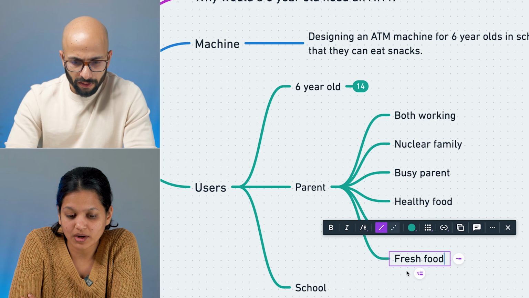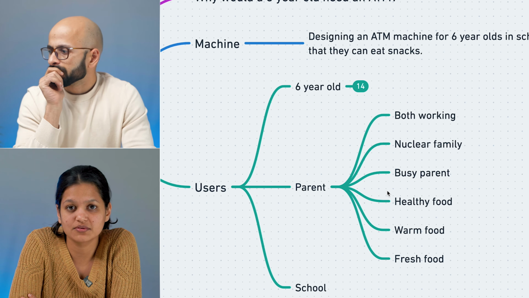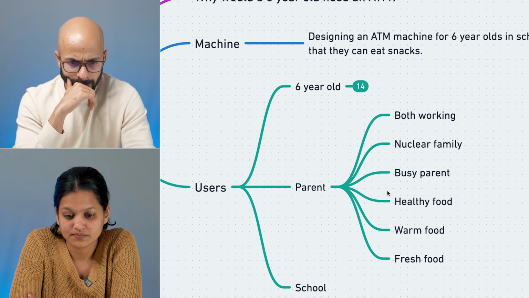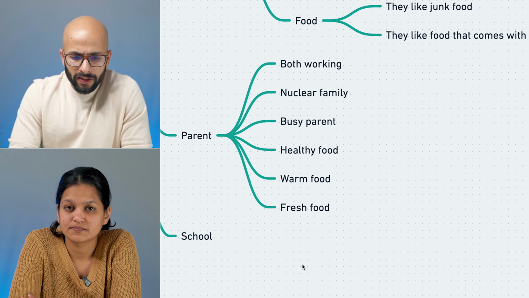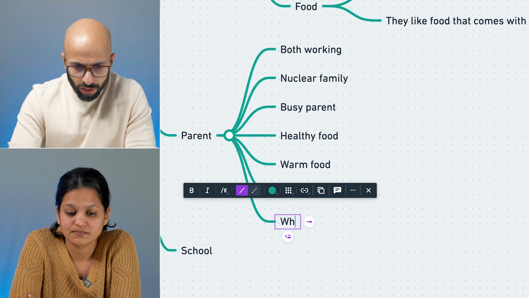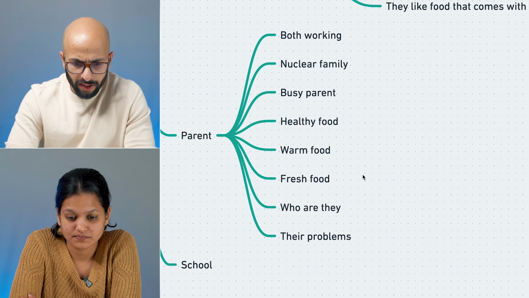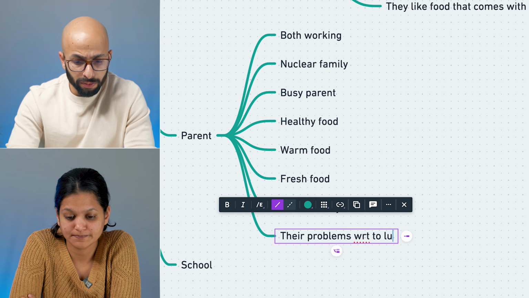Okay, here, why would the parents not give money to the kid directly? And why would they need an ATM essentially? That's a good question. Let me just think about this. So maybe the biggest problem, maybe I can structure this. Who are they? Their problems, right? With respect to snack, or let's say lunch money. Let's specify this, right? Lunch money for kids, right?